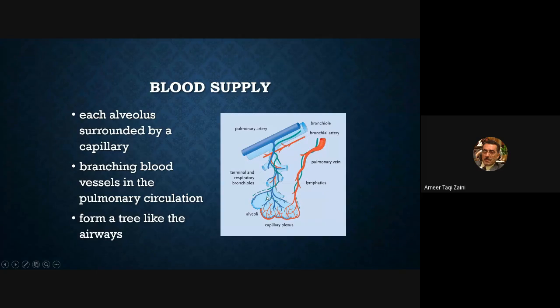These are the small pulmonary capillaries, surrounding the wall of the alveoli. Through the alveolus, the process of gas exchange starts, and the blood changes from deoxygenated to oxygenated, becoming red in color, and then goes to the pulmonary veins. So in the lungs, the pulmonary artery contains deoxygenated blood, while the pulmonary vein contains oxygenated blood. This is the reverse in the systemic circulation.